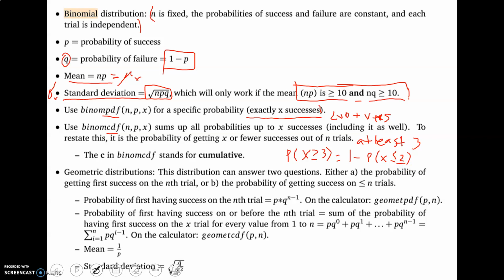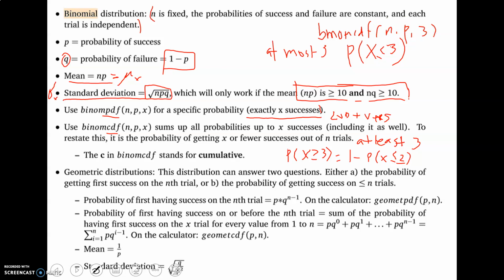Binomial CDF can be used the way it is if you use at most 3. So at most 3 will be probability as x is 3 at the greatest. So this is just a regular binomial CDF, where you write n, the probability of success, and the number 3.